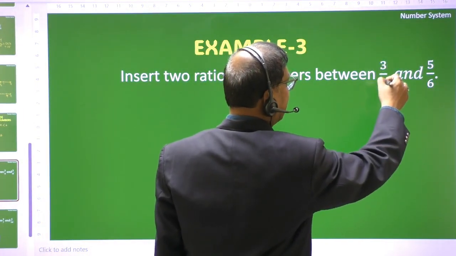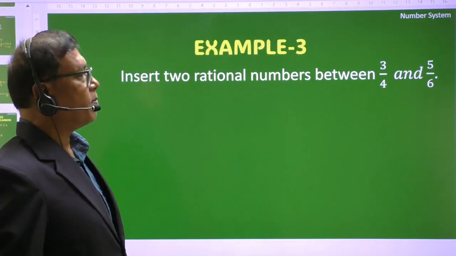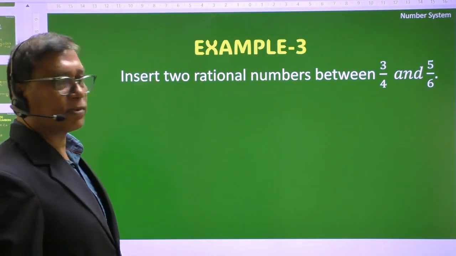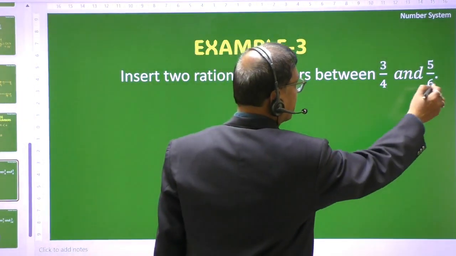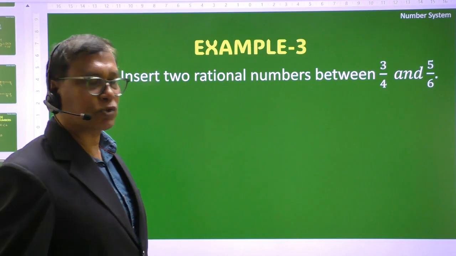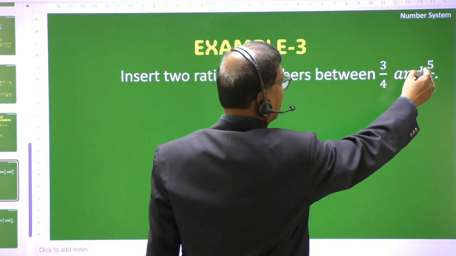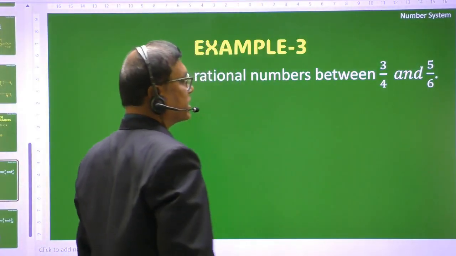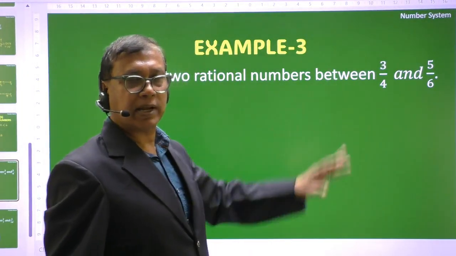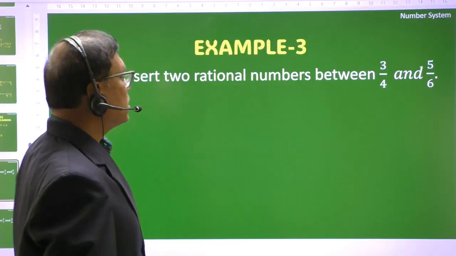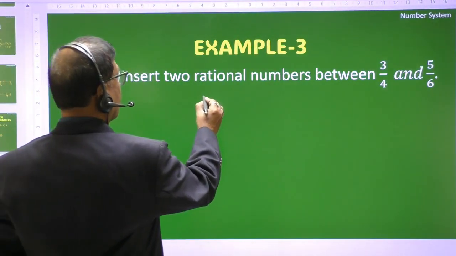6 into 3 is 18 and 4 into 5 is 20. That means 5 by 6 is greater than 3 by 4. Yes or no? Other method, take the LCM of 4 and 6. LCM is 12, so 9 by 12, and here 10 by 12. So 10 by 12 is more than 9 by 12. So 3 by 4 is less than 5 by 6.